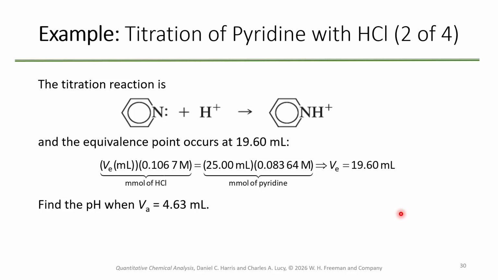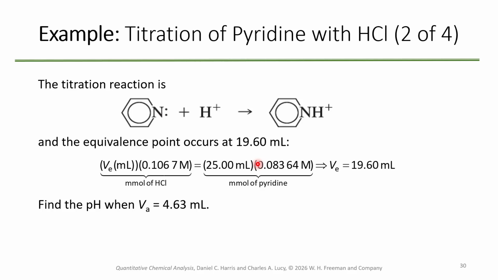Okay, so again, this would be a calculation of VE. And so we have this titration reaction right here, which would be your base plus your acid, gives you conjugate acid. We plug in the numbers that we were given on the previous slide. And again, that's a 1-to-1 ratio. And so what we get here is 25 times 0.086364, then divide by the acid concentration, which is 0.1067. That gives us the VE of 19.60 milliliters.